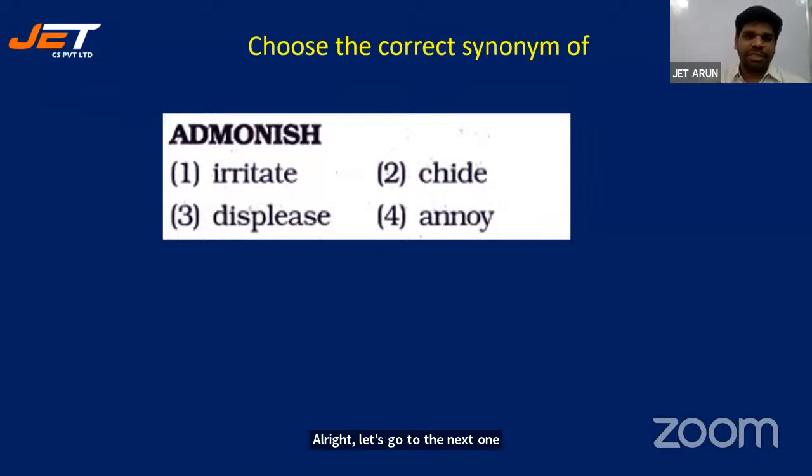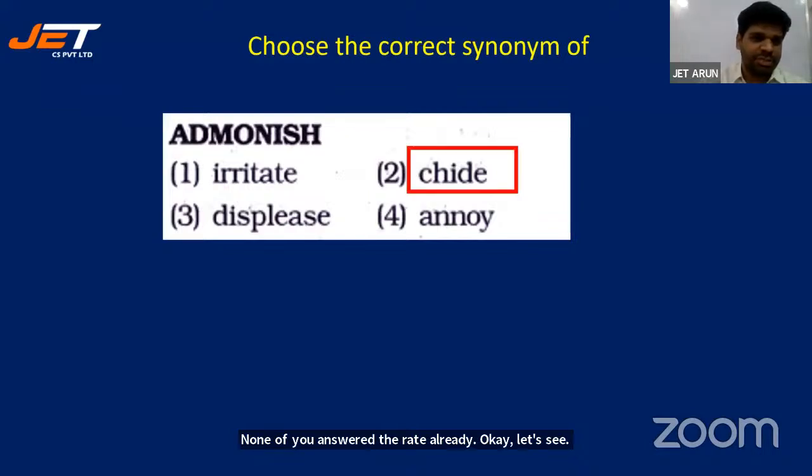Admonish. Does it mean irritate, chide, displease, annoy? If you've gone wrong, please make a note of it, students. None of you answered. All right. Okay, let's see. It's chide, students. He is asking for the correct synonym. Chide means scolding. Admonish ante firmly deny chayadam, that you have done something wrong. Chide also means a similar thing, means scolding.